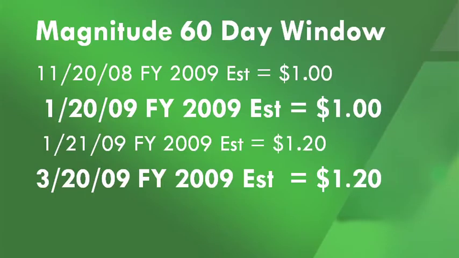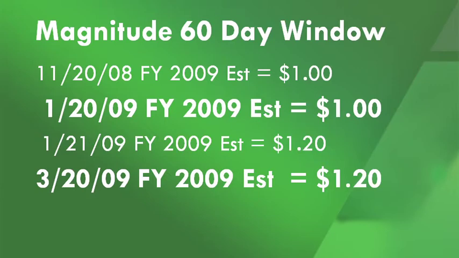Okay, so now we've just moved forward to March the 20th. Okay, and there's been no additional earnings estimate revisions. The earnings estimate is $1.20 per share. We compare that to 60 days ago, which would still be $1. Still a terrific change in magnitude. Still a Zacks rank of 1.